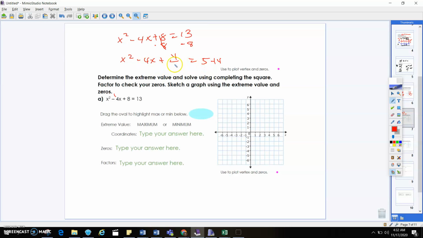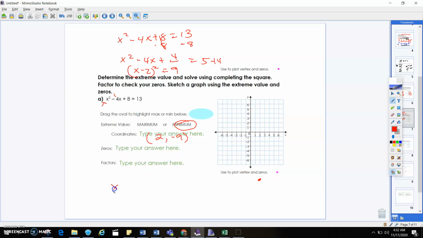Now I'm going to simplify and factor. So this will be x minus 2 squared equals 9. Remember, negative 9 is going to be my extreme value. It's going to be way off the graph, way down here. Is that going to be a max or a min? It's going to be a min because this guy is positive. And then the coordinates: we already did this part. So this will be 2, negative 9, and zeros.